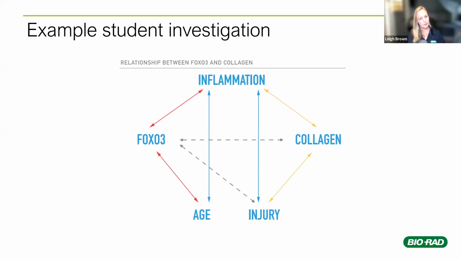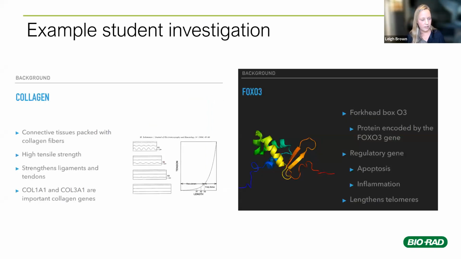So again, I pulled these from her PowerPoint here, but looking at the relationship between this gene FOXO3 and collagen, again, she's looking to see, is there some relationship between the level of FOXO3 expression and the genes involved in collagen synthesis, okay? So on the left, you can see the background on collagen, so that COL1A1 and COL3A1 are important genes in collagen, and FOXO3 is a regulatory gene involved in apoptosis and inflammation, right? Also lengthens telomeres.